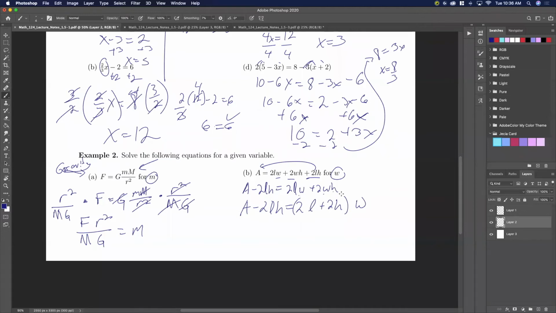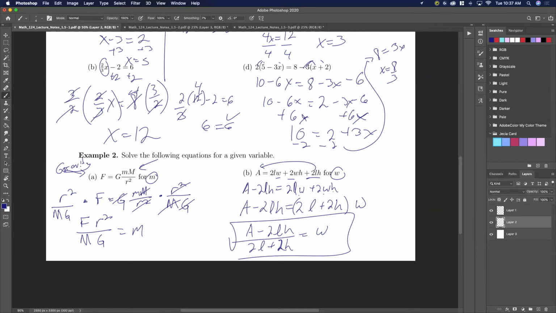So here I can distribute in, and I also can do that backwards. I can pull out a W, I can pull out a W. Then all I have to do is divide both sides by this quantity, and so I'll get A minus 2LH over 2L plus 2H. That looks more like a 2. This is equal to W. So this is just some practice on doing stuff.